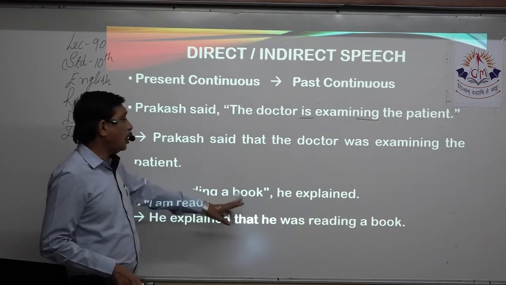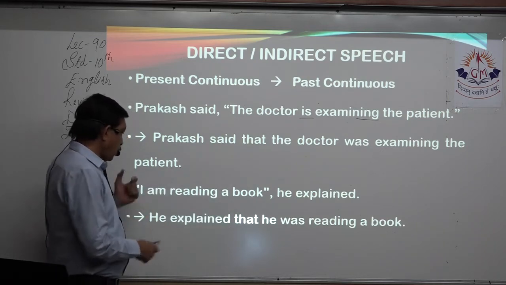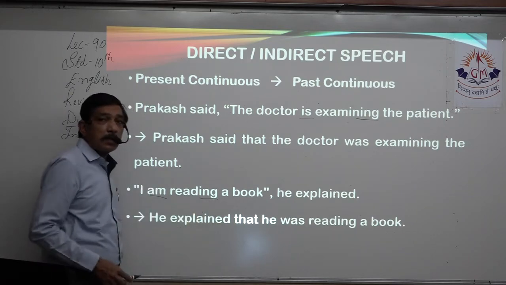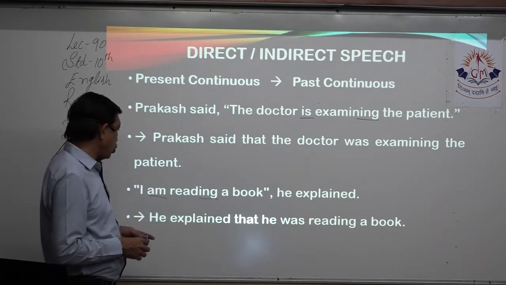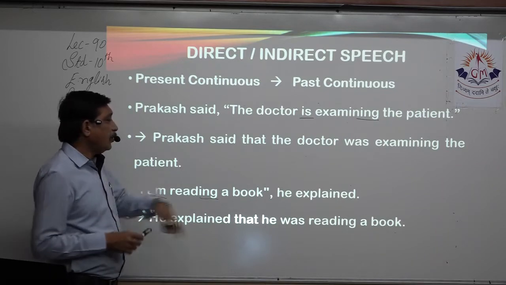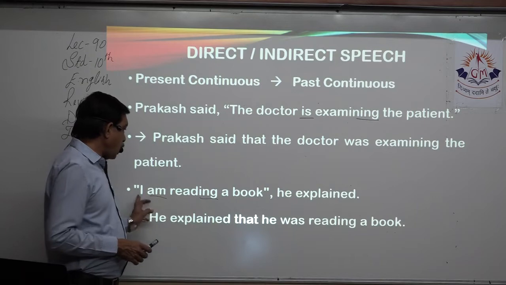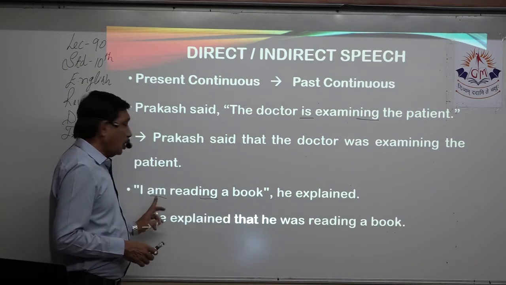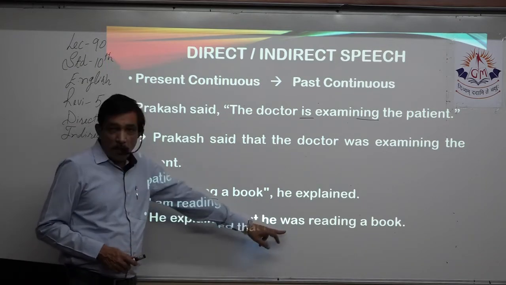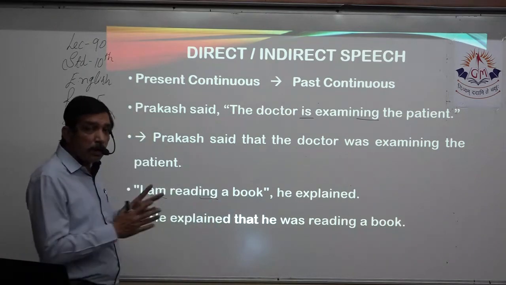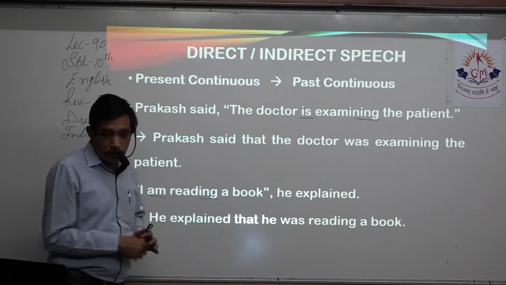I am reading a book, he explained. Now am tells me this is present tense, ing tells me this is present continuous. Yes, so he explained that. I changes to third person he, am, present tense, changes to was, reading remains as it is. It becomes past continuous instead of present continuous.